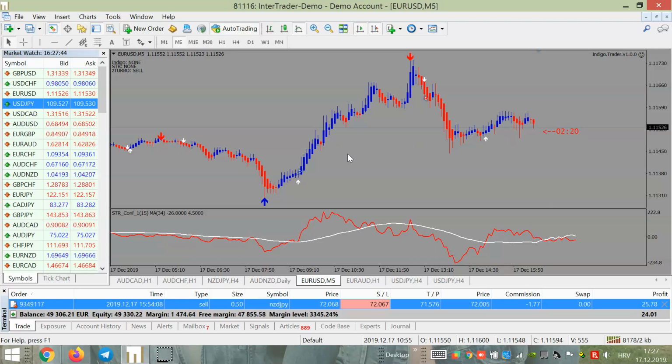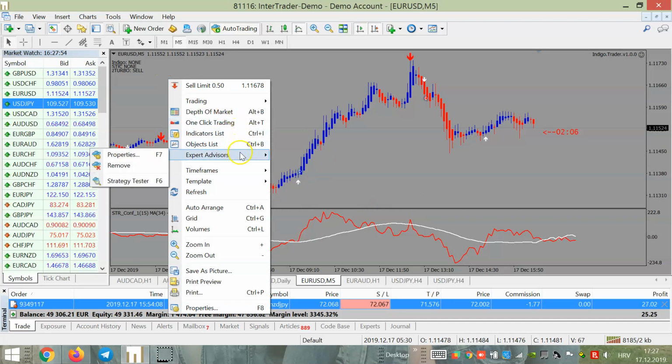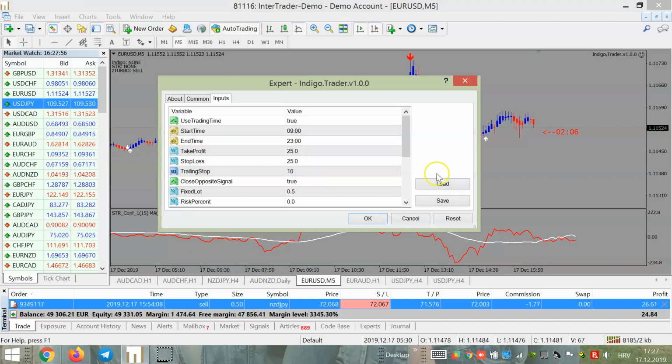What about exiting the trade? I will show you here. So you have these settings here, expert advisor, properties. Use trading time. You know what that is? The time in which you want to trade, or in which you want the Indigo Trader to open trades. I put it for the London session time. You can do anything you like. Take profit, stop loss, you can put in manually, and trailing stop.